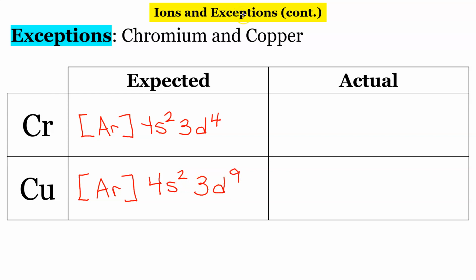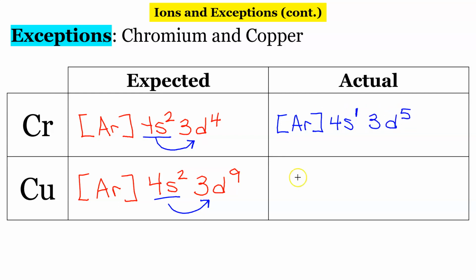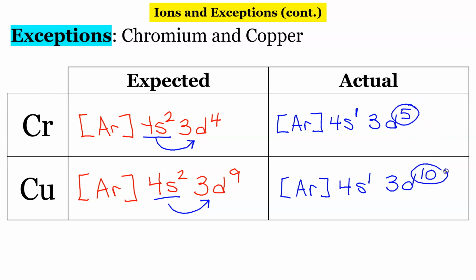Now, what ends up happening with these two exceptions, one electron from the s orbital will move over and join the d orbital. So the actual electron configuration for chromium is going to be argon, 4s1, 3d5, and then for copper it'll be argon, 4s1, 3d10. So we end up filling half the d orbital with chromium, and we completely fill the d orbital with copper.